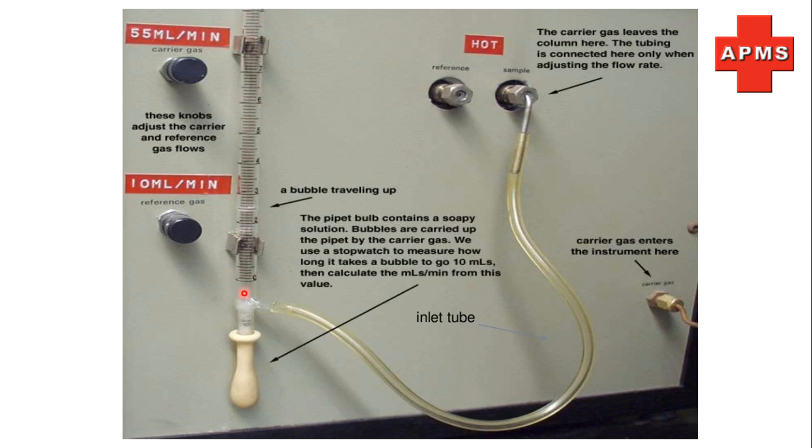So from this side to this side we can measure the time interval of this traveling bubble. Okay, the soap solution bubble, and we can calculate the speed of that carrier gas, because as the carrier gas speed increases, the upward traveling bubble speed also increases. So this is the simple setup of this soap bubble meter, where we can measure the speed of flow of carrier gas inside the column.